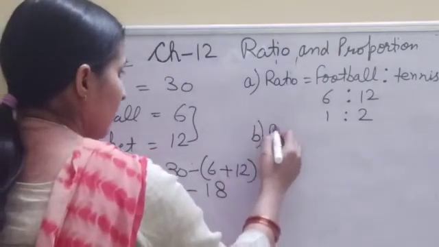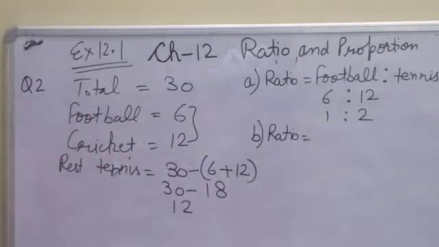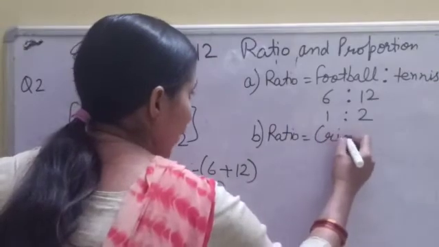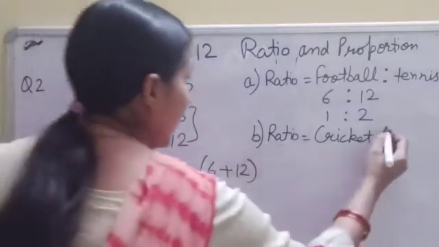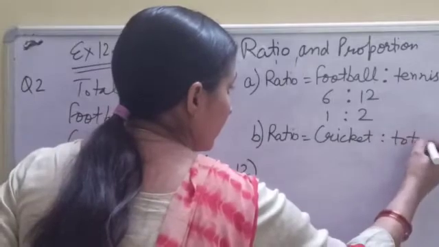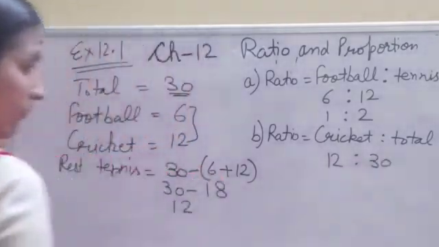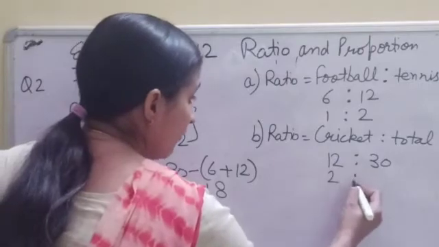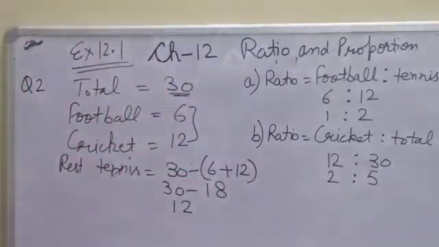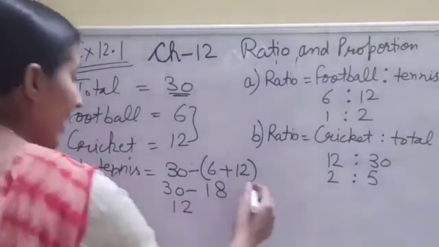Then in part B, we have to find ratio of number of students liking cricket. So now we have to find for cricket. With whom we have to compare? To total number of students. Total is 30. So cricket is 12 and total is 30. So again cut by the same. 6 twos are 12, 6 fives are 30. Now further it is not possible to cut, so we will stop here.